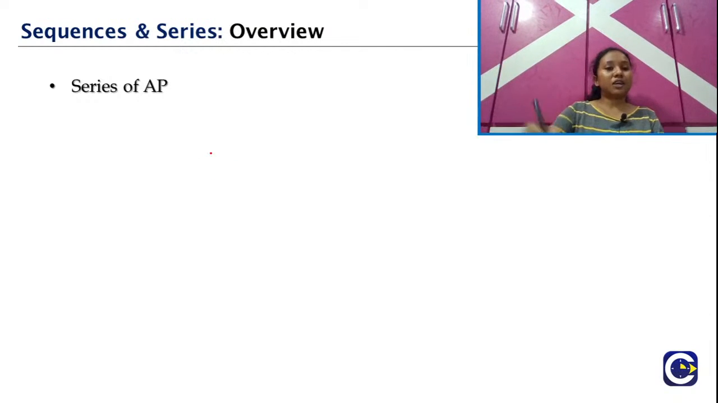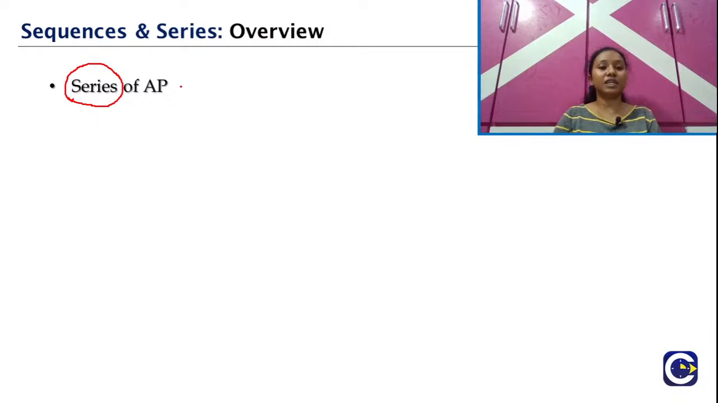So in our previous session, we have discussed the series of AP. We already discussed the introduction, the basic definition of series. So when it comes to arithmetic progression, how we will be dealing with it and what the typical rule and formulation is with respect to this arithmetic progression. That and all we have seen.